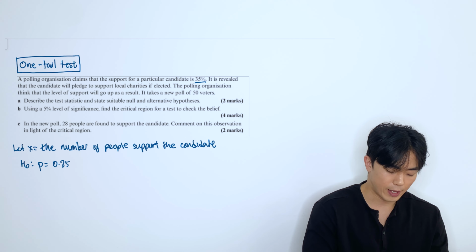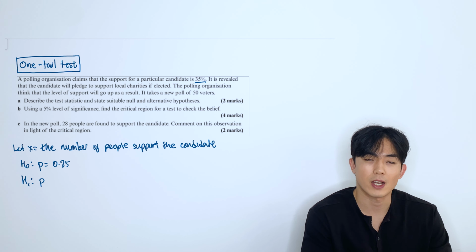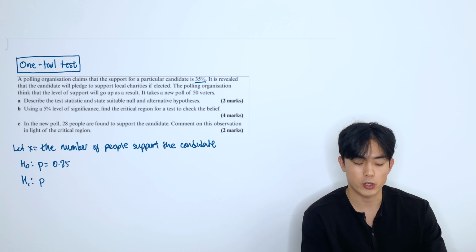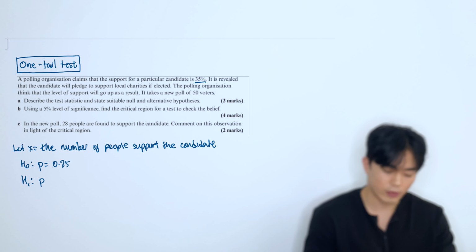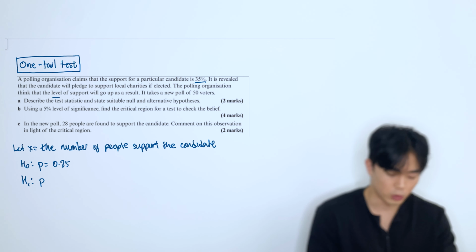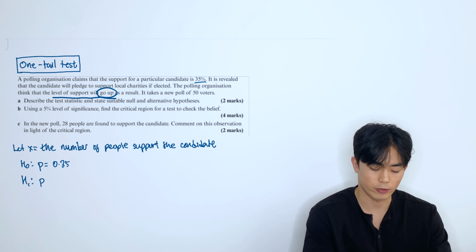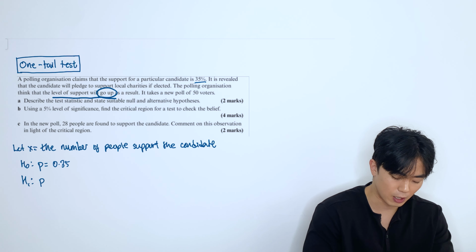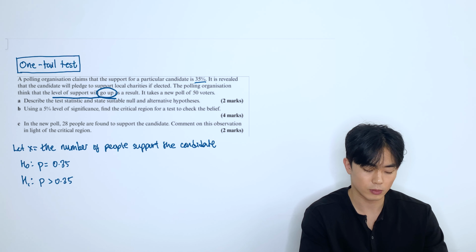Okay. Now H1. H1 will tell us a p-value. It won't tell us a specific value, but it will tell us whether it's larger than 0.35 or less than 0.35. And this all depends upon the question. So there are a couple of words that you need to be aware of. You need to find these words, which say the polling organization thinks that the level of support will go up as a result. Okay. So if it goes up, it means the probability of voting for the candidate will go up, meaning that P will be larger than 0.35. That is what H1 is going to be.